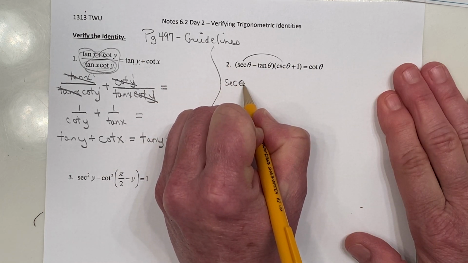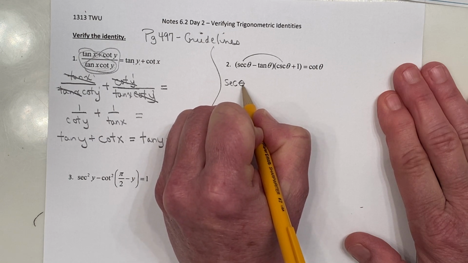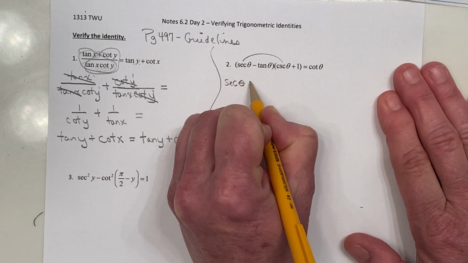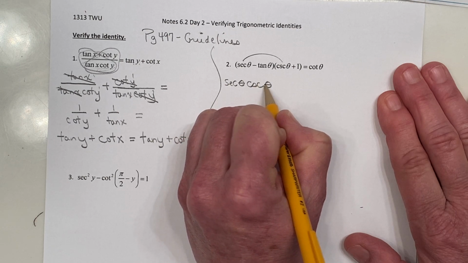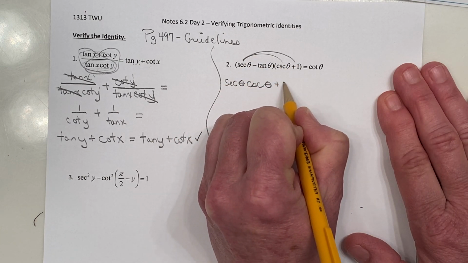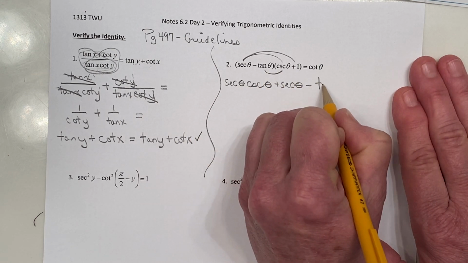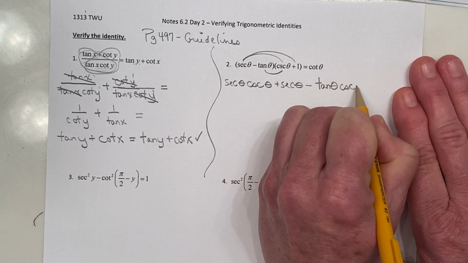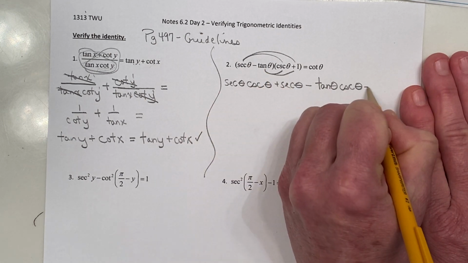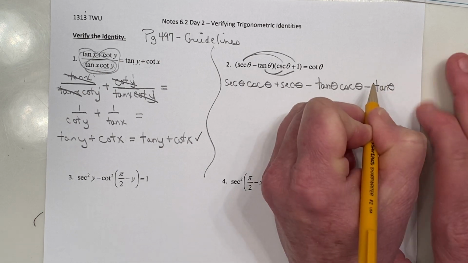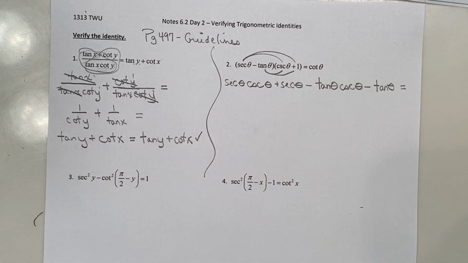Don't forget the theta, it belongs there. You don't want secant without an angle. So when I multiply secant theta times cosecant theta, it appears like this. Outside terms, inside product, and then the last. At this point, that doesn't even look like it's going to be cotangent of theta. Start to look at your formula sheet, see if there's any kind of substitutions.